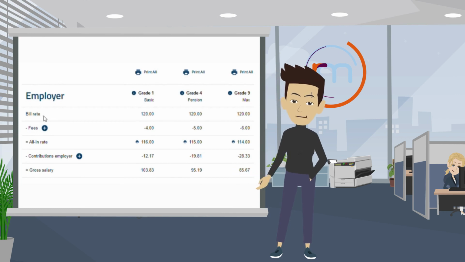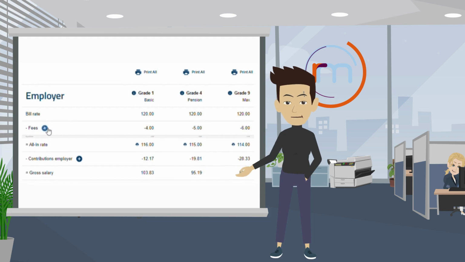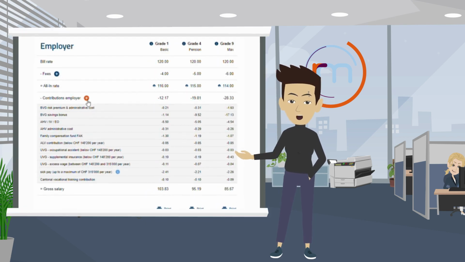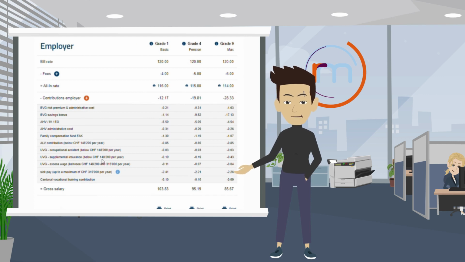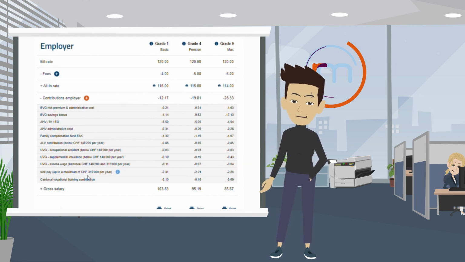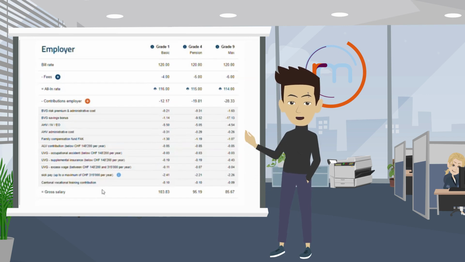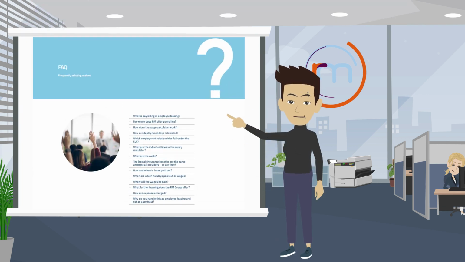The first section shows the rate of the invoice that is billed to you as a customer and any fees. The next section shows the contributions of all employers to Social Security and the pension fund. These are the contributions that must be paid based on your gross salary. Detailed information about all contributions can be found in the FAQ section.